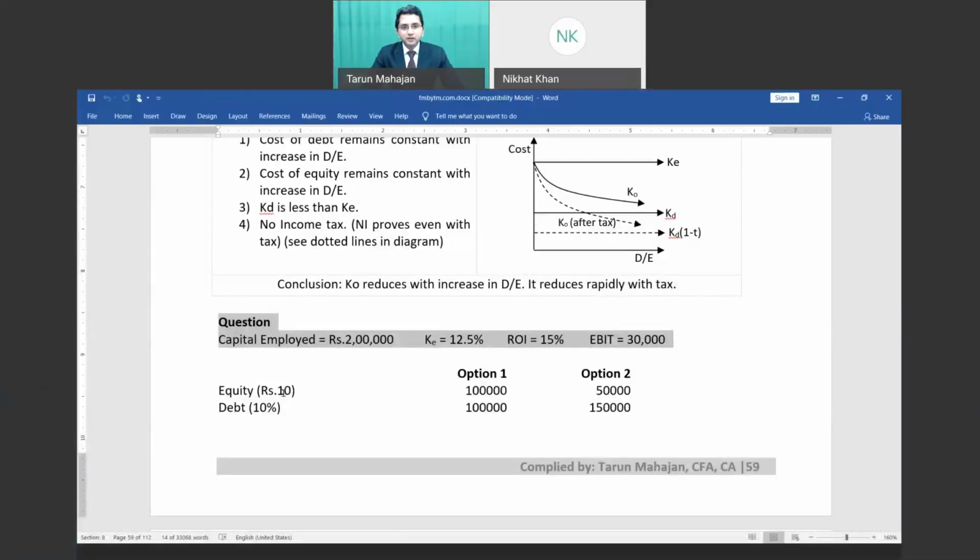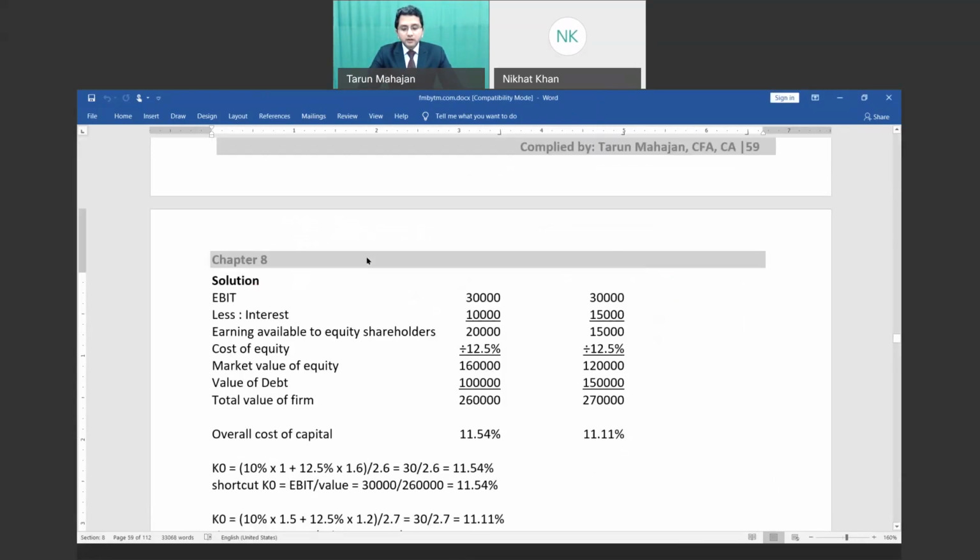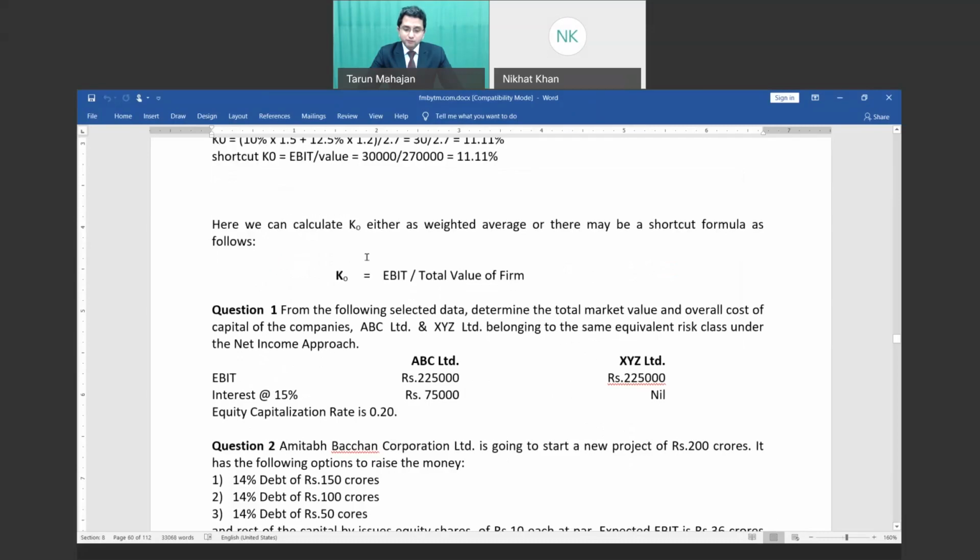So we are studying capital structure theories, and I said equity is expensive, debt is cheaper, and therefore the net income approach says that if you increase the proportion of debt in the capital structure, your overall cost of capital actually reduces. That is the net income approach.